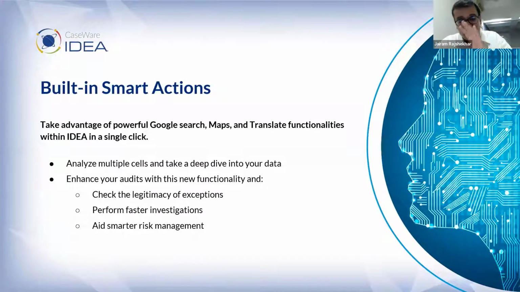And the benefit here is you're not restricted to looking at one vendor at a time. If I have 5 suspect vendors, I can select all of them and say smart actions, Google search, and it will give me information on all the 5 vendors through a Google page. So again, it saves time because you don't need to do it one vendor at a time.